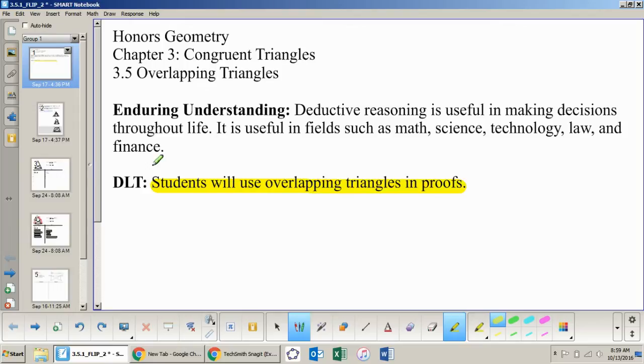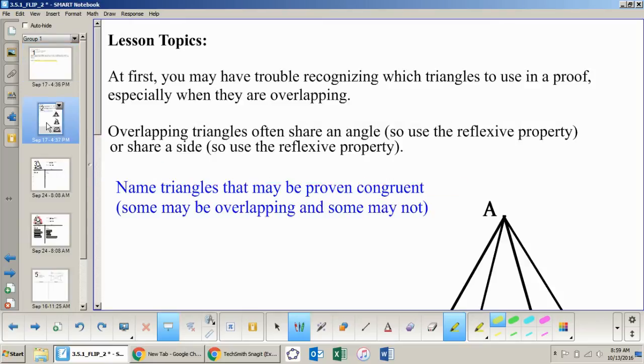Overlapping triangles occur quite often in different types of triangles. At first, you may have trouble recognizing which triangles to use in a proof, especially when they are overlapping. Overlapping triangles often either share an angle or share a side.